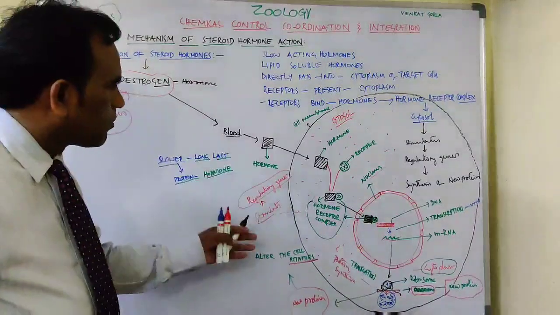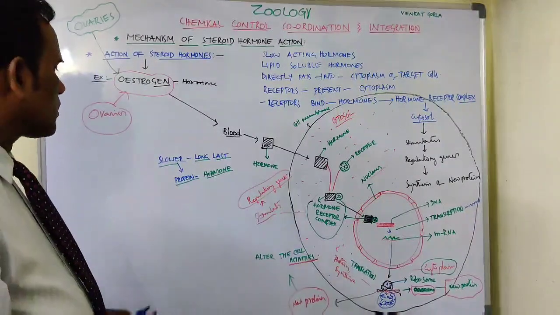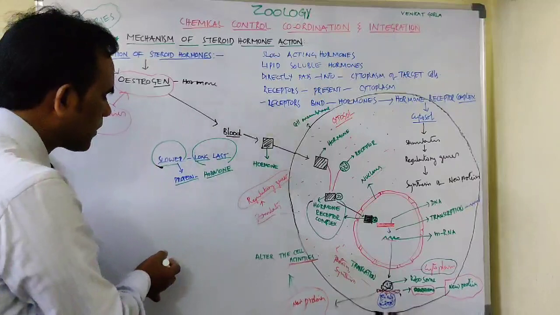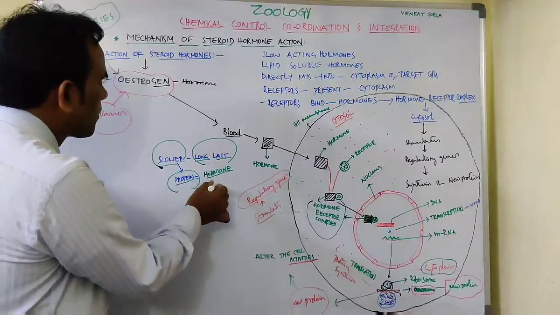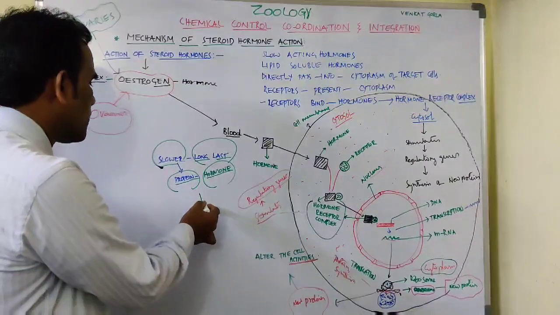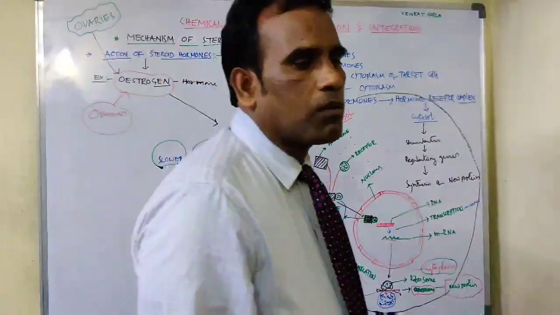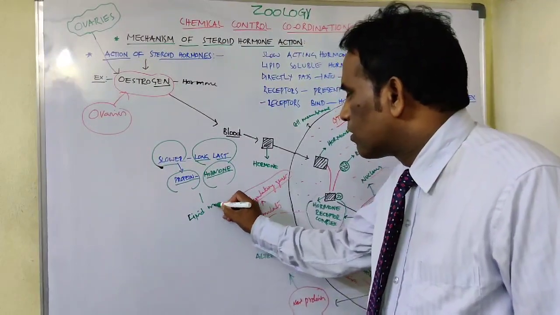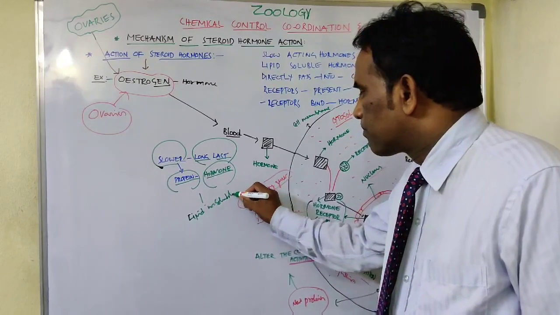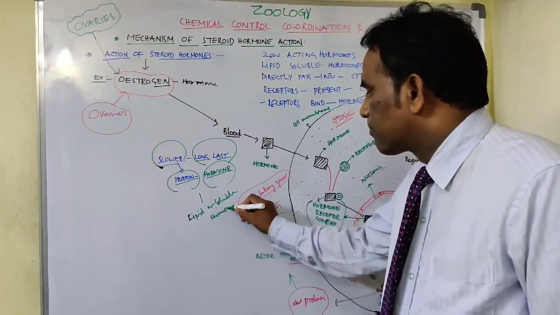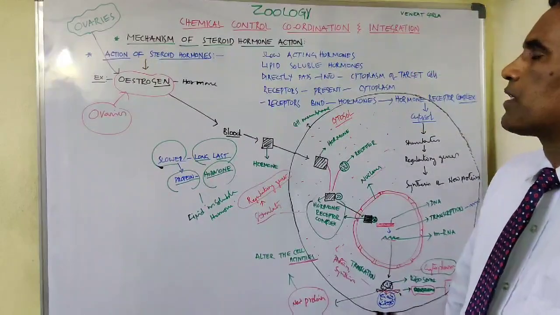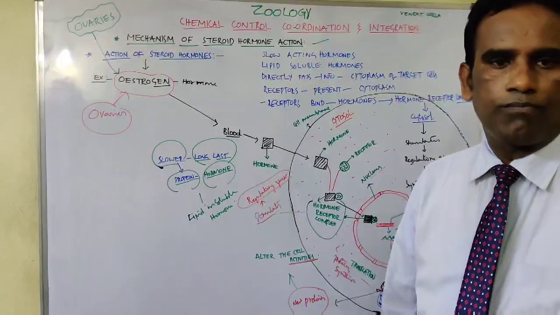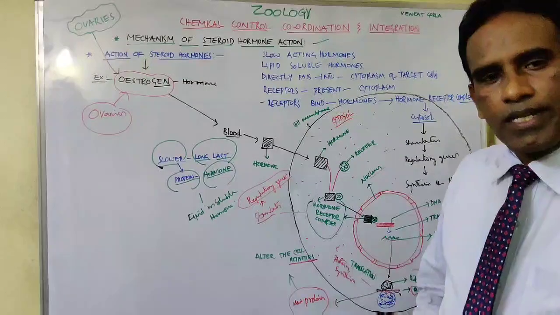Now this is a steroid hormone. It is slower in function, but long lasting, as compared to a protein hormone, or a lipid insoluble hormone. So that is about the action, or the mechanism, of a steroid hormone. Example, estrogen. I hope you all understand this.